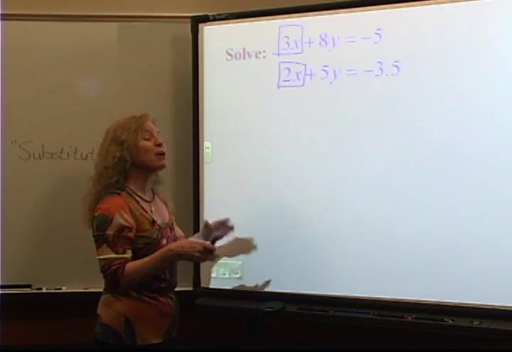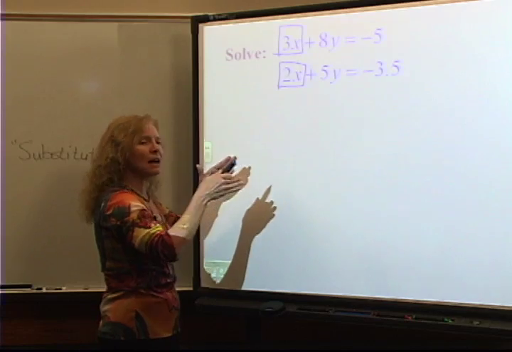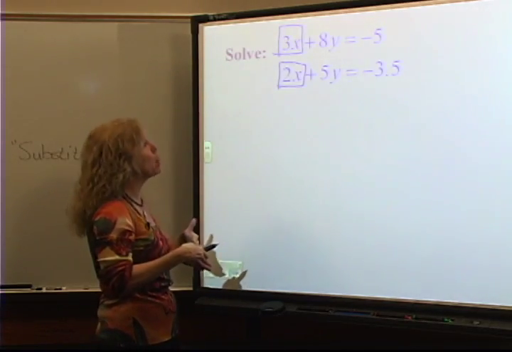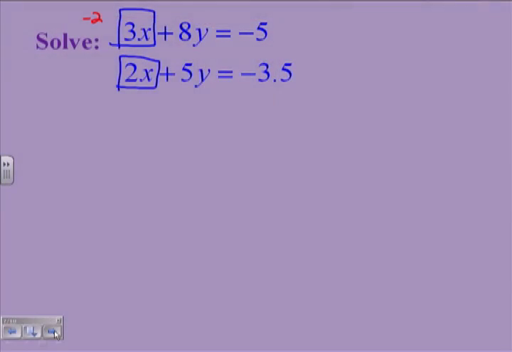Now I would also like one of them to be negative, so that when I add, I have a negative 6 and a positive 6 and they drop. So here's what I'm going to do. I'm going to multiply this top equation by negative 2. Now that is totally legal. I am allowed to multiply all the way through an equation by anything I like except 0. So that would give me negative 6x minus 16y is equal to positive 10.